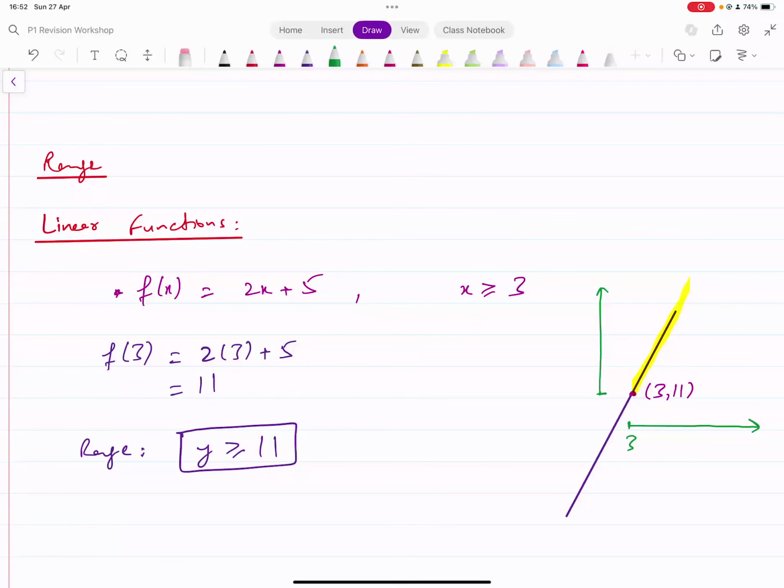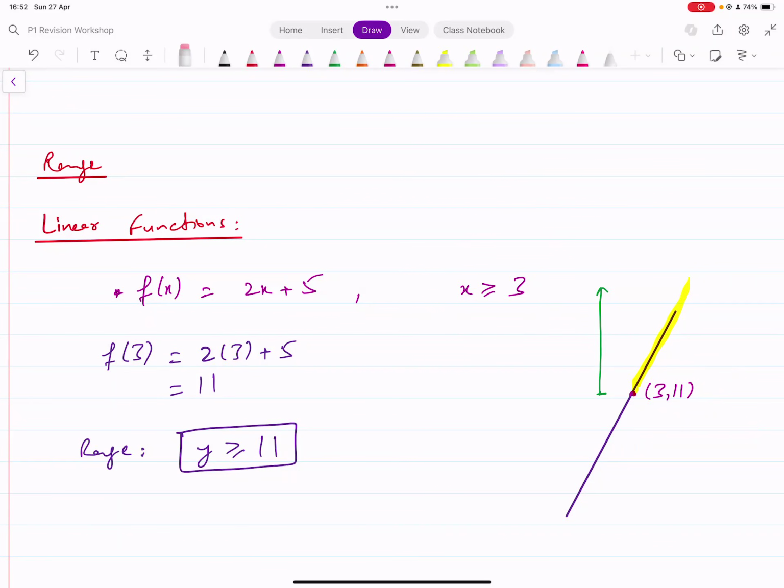And now you consider the domain. It's x greater than or equal to 3. Now, what you do is you find the y value at this point. When x is equal to 3, what's the corresponding value for y that you get? You're getting 11 from this. So this is the point that lies on the line, 3, 11. And now you think about which part of this graph satisfies this condition. What's the condition? That x is supposed to be greater than or equal to 3.